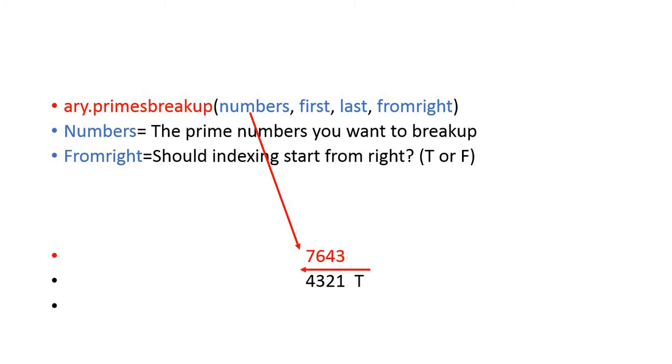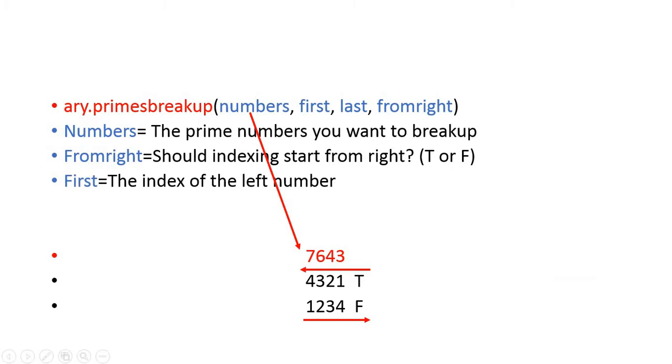However, if you put the value as false, that is from right is equal to F or false, then it will not count from the right side, else it will count from the left side. So then the number 7 index will become 1, the 6 index will become 2, and 4 will be considered as the third number in the prime, and this will be considered as the fourth prime number. And then, depending on this true or false, you will have to put the values of these two arguments.